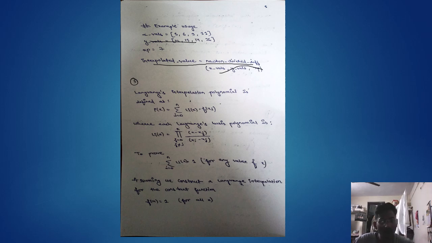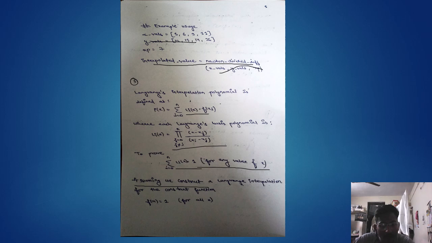The Lagrange interpolation polynomial is defined as P of x, which is the sum over I from 0 to n, and this equation where each Lagrange basis polynomial is L i of x, and f of x is this equation. To prove the sum of L i of x from 0 to n, for any value of x, we are solving.